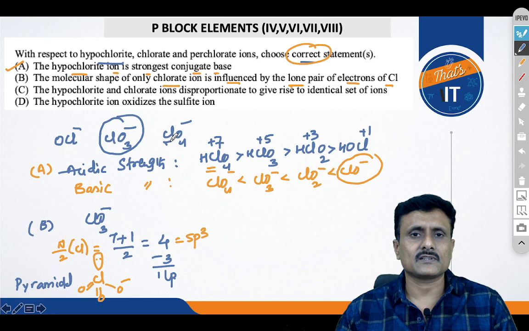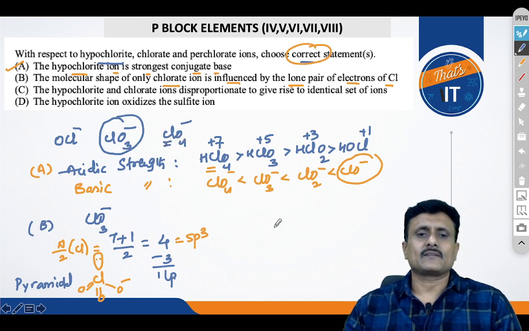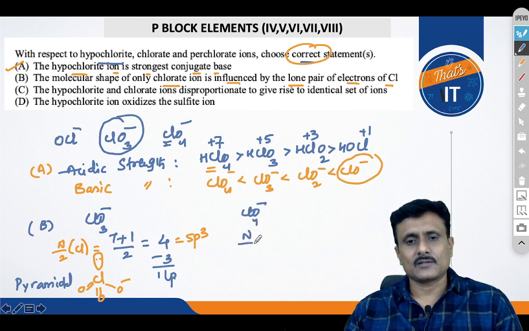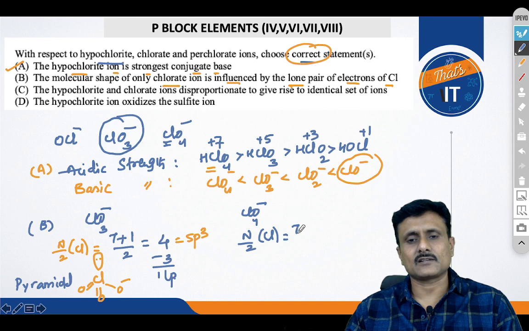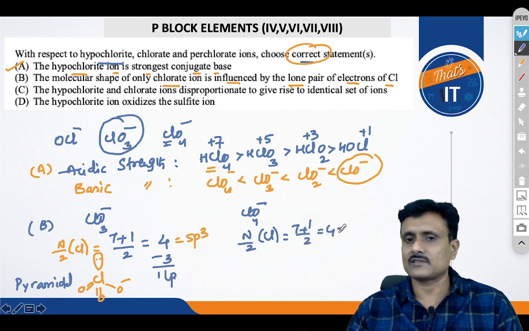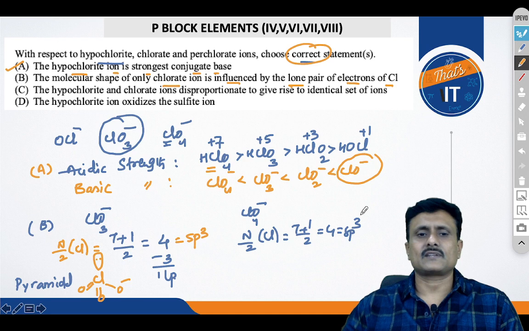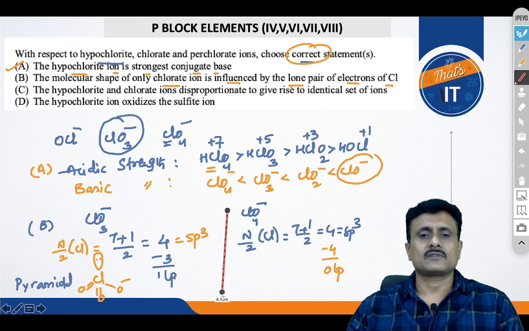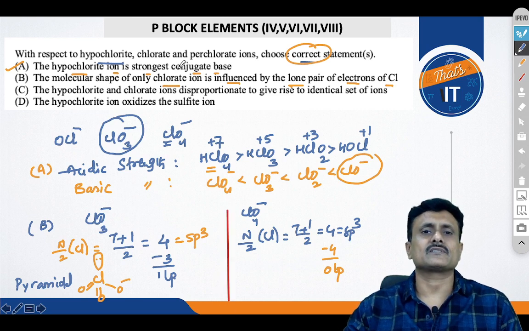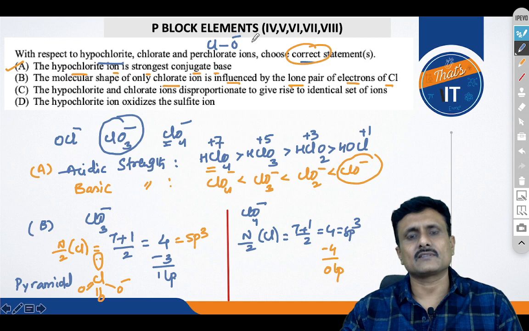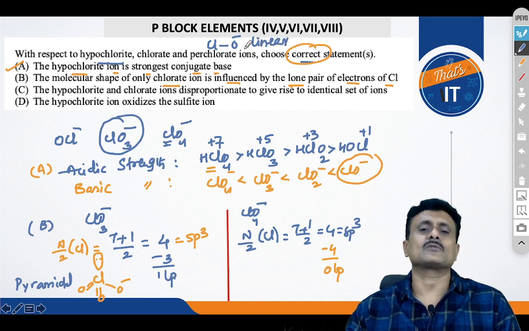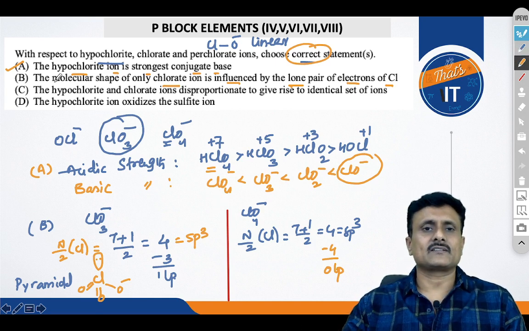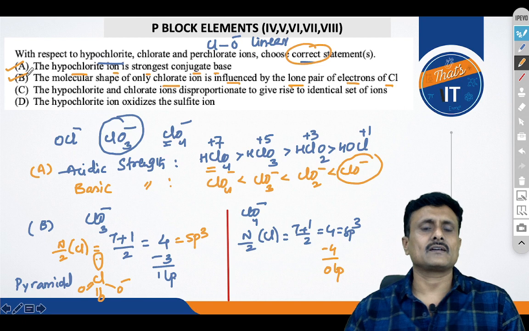Now we can see in case of ClO4 minus, n by 2 value of the chlorine is valence electrons plus 1 by 2, that is equal to 4, hybridization is sp3, atoms attached are how many? 4. So there are no lone pair present at all. So you can see that this is not influenced. However, ClO minus is anyways linear in geometry because there are only 2 atoms present. So lone pair would not impact its geometry much. So the only affected species is the chlorate ion, which is the correct answer.